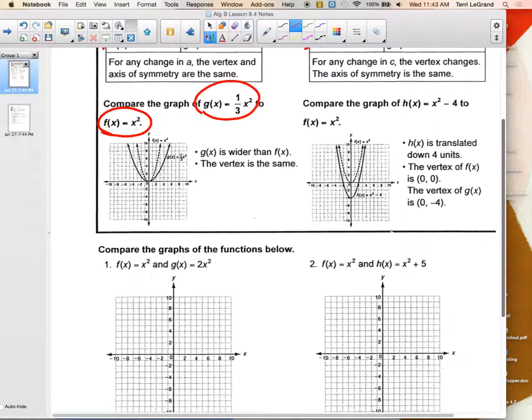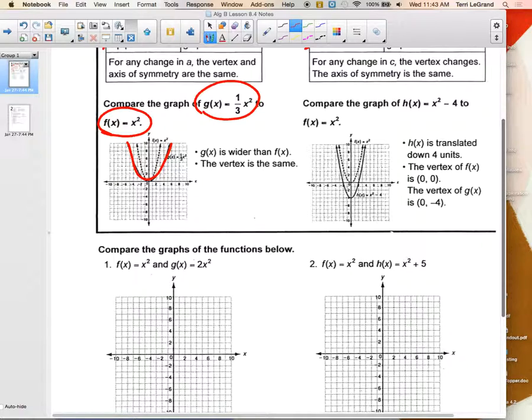Is g of x the same width? No, what happens? It's wider. Why is it wider? What's the reason again? Not because A is greater than 0. Why did the graph, this one, 1/3 x squared, this is it right here, get wider than the parent function? Because A is less than 1, but greater than 0. It's somewhere between 0 and 1. Is 1/3 somewhere between 0 and 1? Yes, so it should get wider.